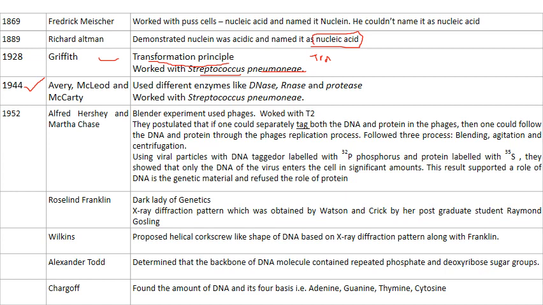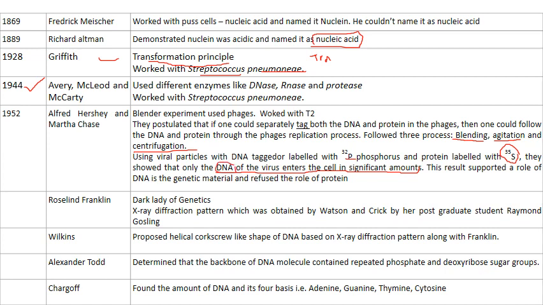They postulated that if one could separately tag both the DNA and protein in the phages, then one could follow the DNA and protein through the phage replication process. They followed three processes: blending, then agitation and then centrifugation. Using viral particles with the DNA labeled with P32 phosphorus and protein labeled with S35, they showed that only the DNA of the virus entered the cell in significant amount.